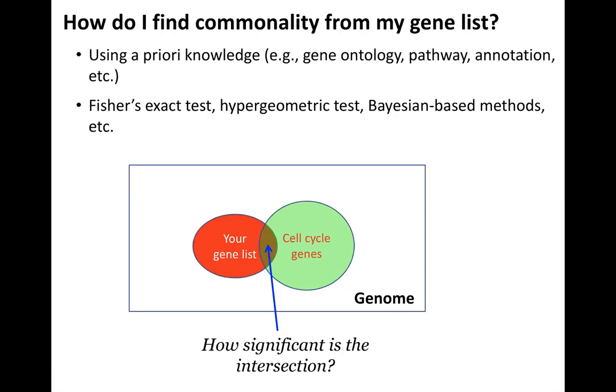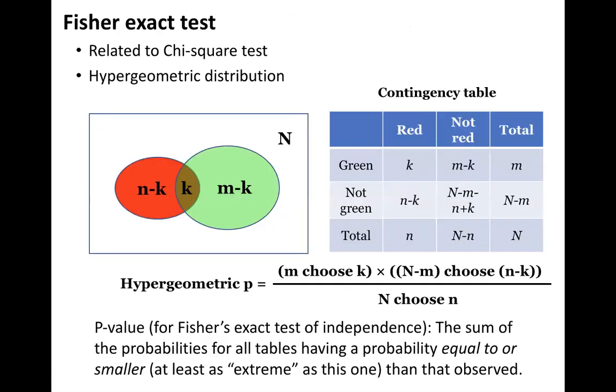So there has to be some way, mathematically or statistically, that we can evaluate how significant this intersection is, so that you know what you observed is not something random. It's likely to have a biological meaning. So the way they do that is actually through some mathematics.